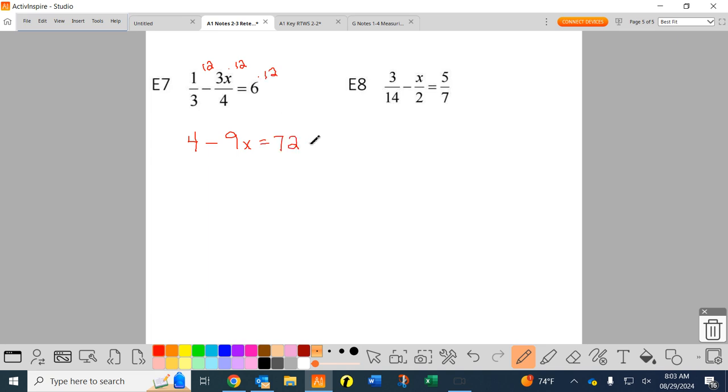Questions about typing any of that? What am I moving? 4. We got a minus 4, it's a positive 4. The only way to make it go away is to minus it. Got a minus 4, not add 4. It's a positive 4. If you add 4, that makes 8. That makes it negative 9x equals 68. Divide both sides by negative 9.